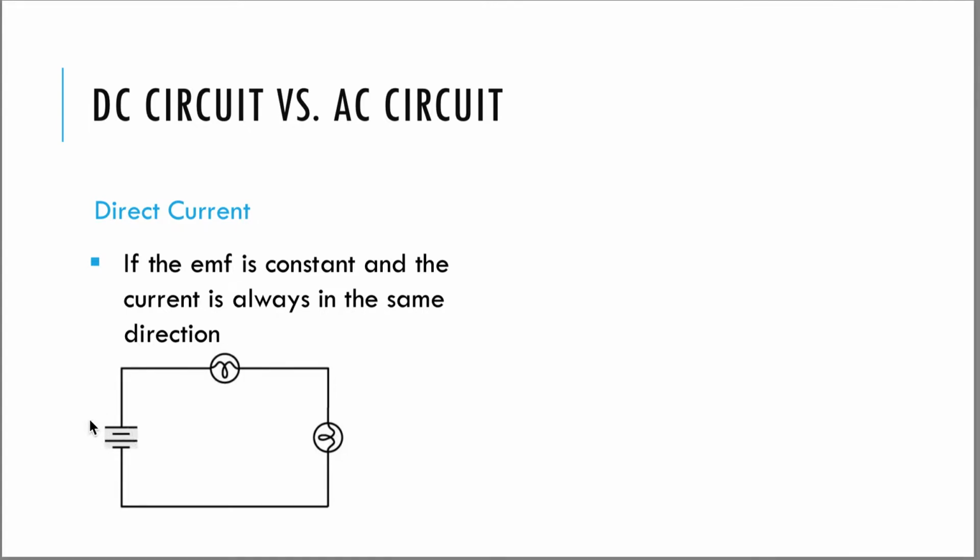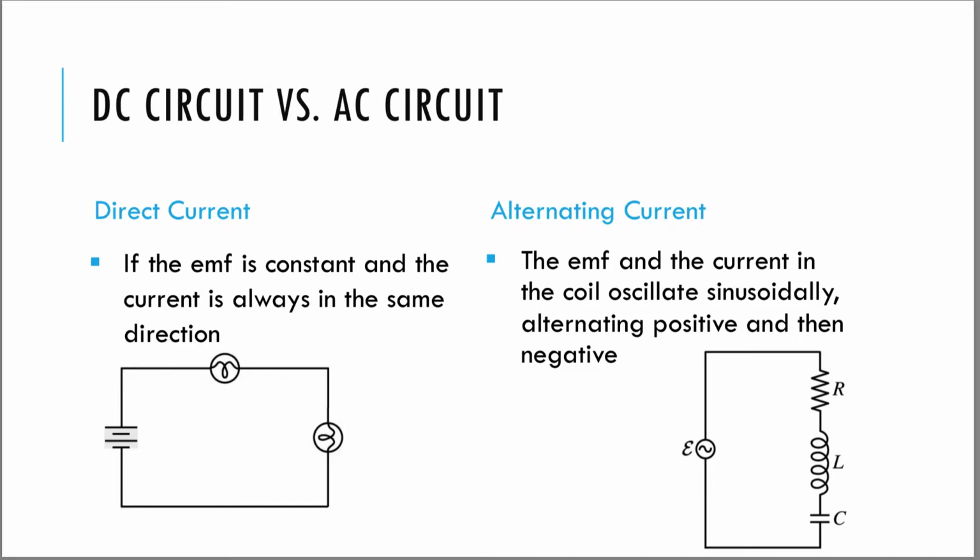If this is the positive terminal of the battery here, this is the negative terminal. We learned in previous videos that the current always flowed away from the positive terminal. So the current would just go clockwise in this circuit. So now we're ready to look at AC circuits.